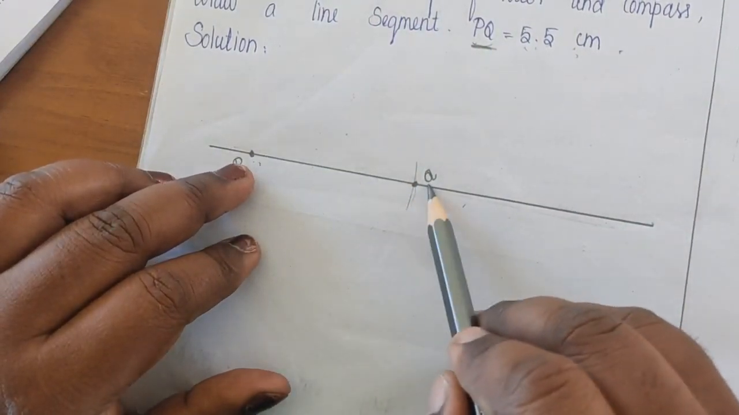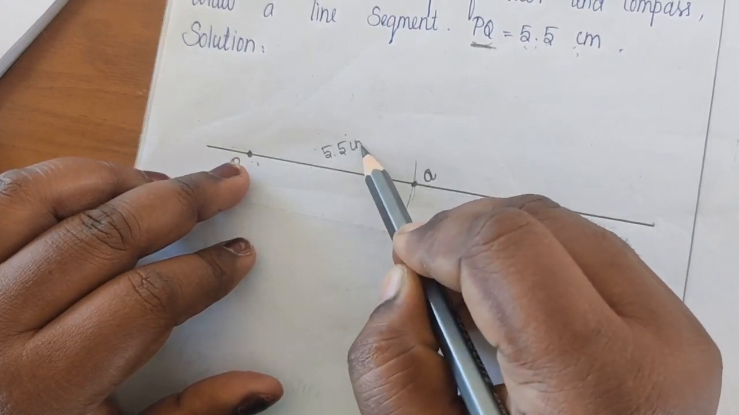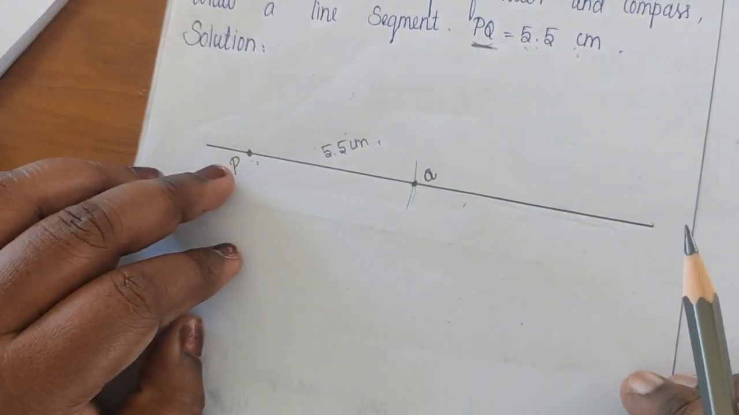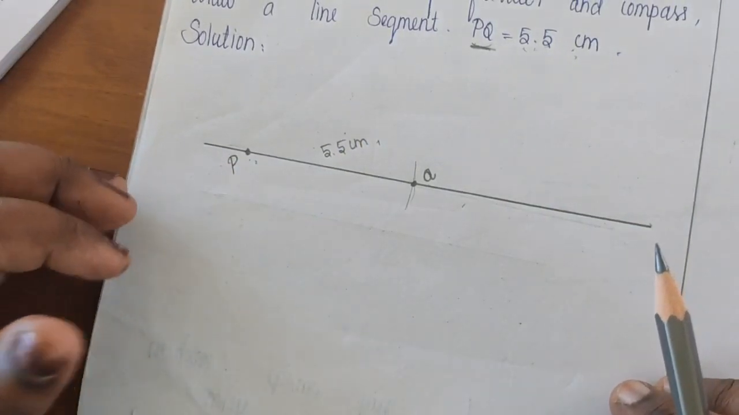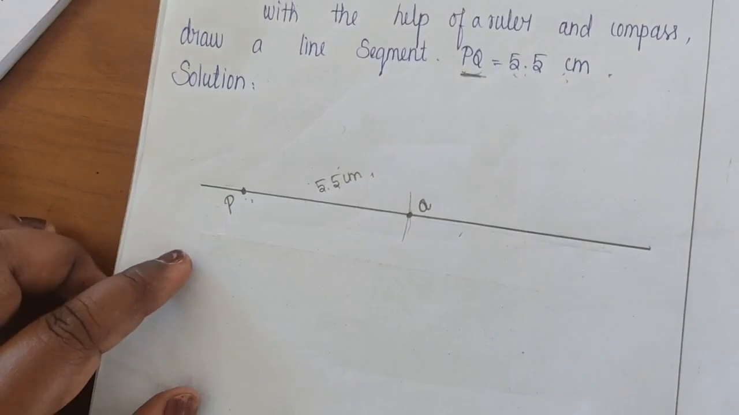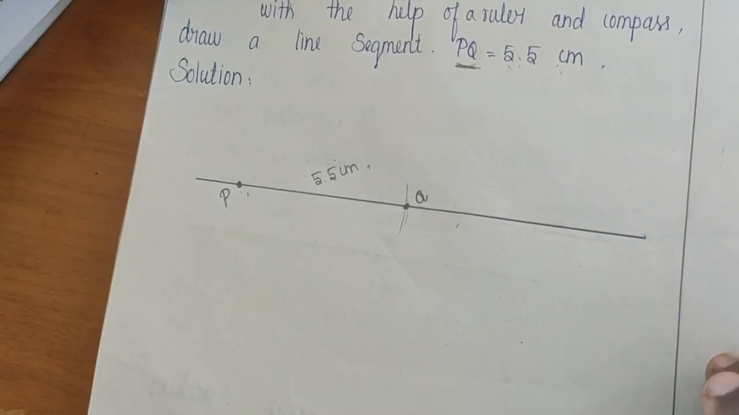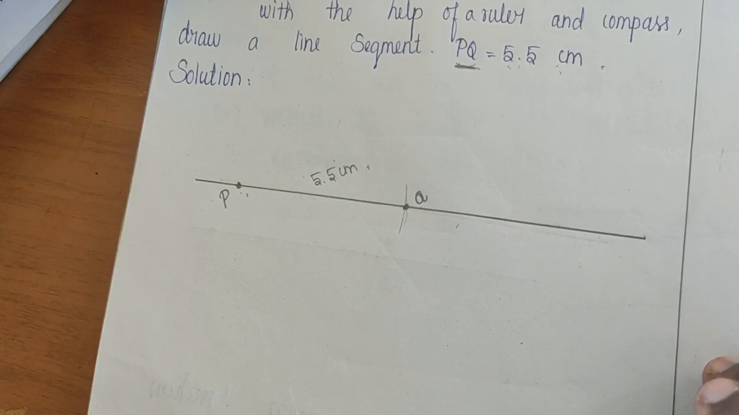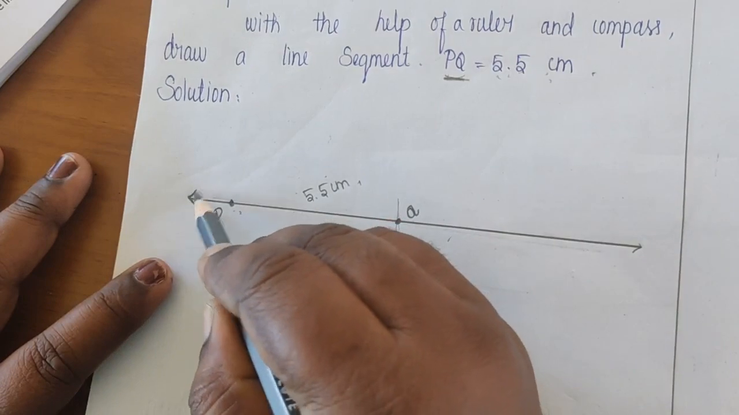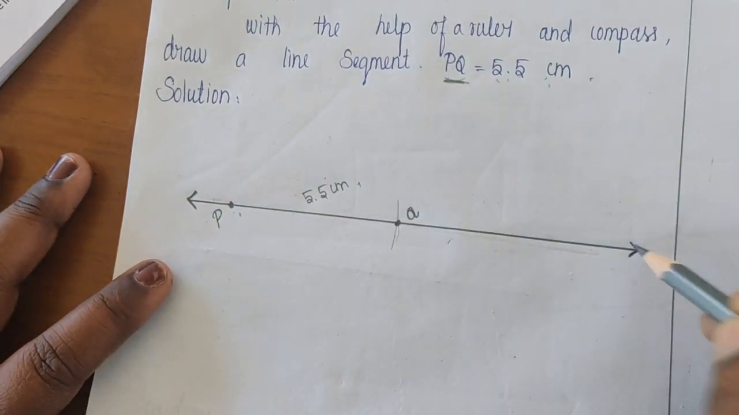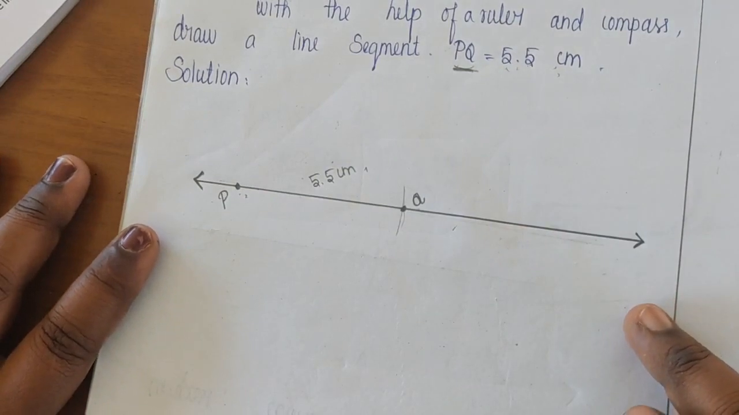So PQ equal to 5.5 centimeters. Okay students, can you understand? Can you understand how to draw a line? Good. And put an arrow on both sides. Okay students? Okay, good.